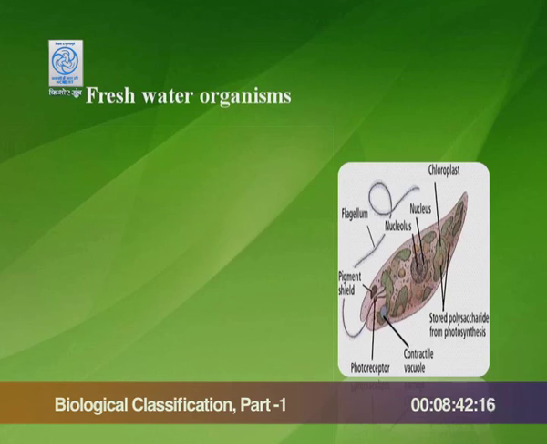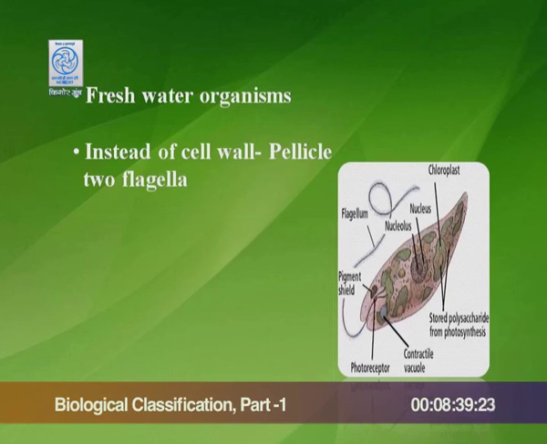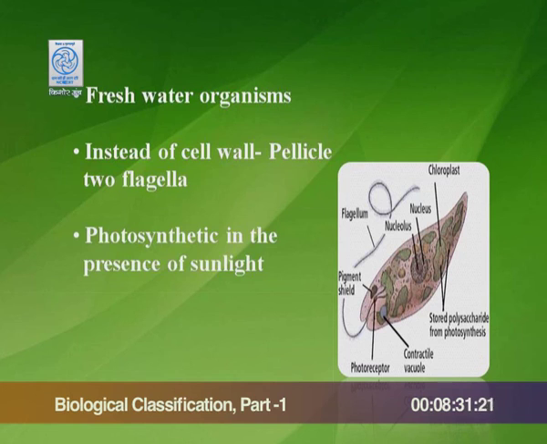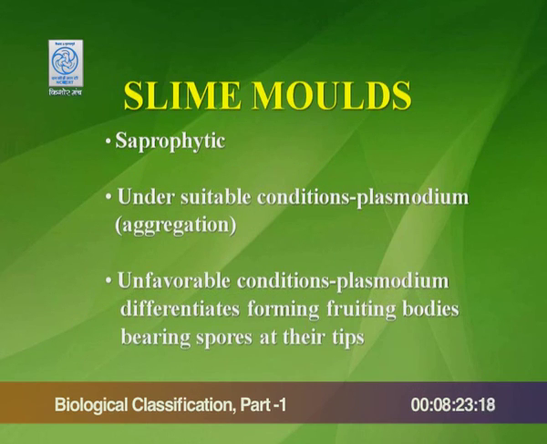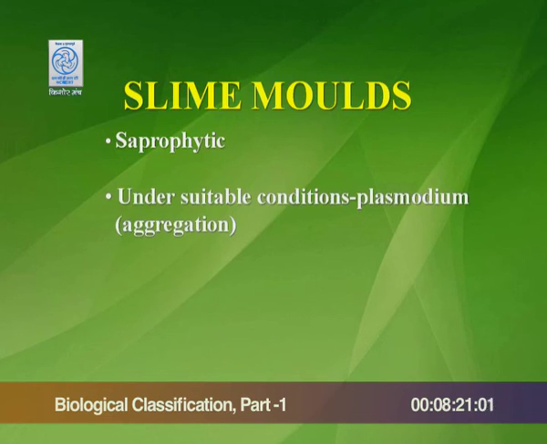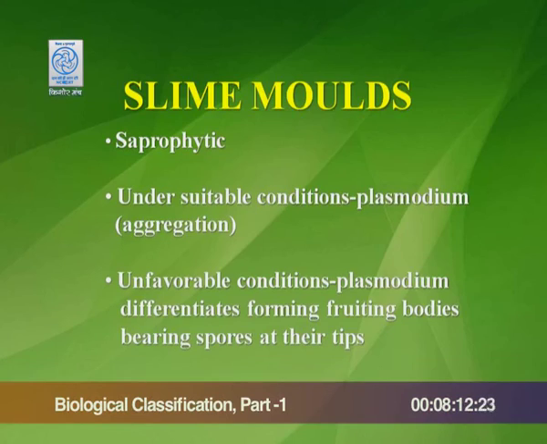Euglenoids, they are freshwater organisms. Instead of cell wall, they have a pellicle. Presence of two flagella. They are photosynthetic in the presence of sunlight, but in the absence of sunlight, they behave as heterotrophs. Slime molds, they are saprophytic. Under suitable conditions, they form plasmodium, which is an aggregation of cells, and under unfavorable conditions, the plasmodium differentiates, forming fruiting bodies bearing spores at their tips.